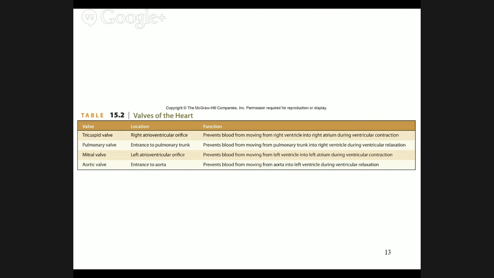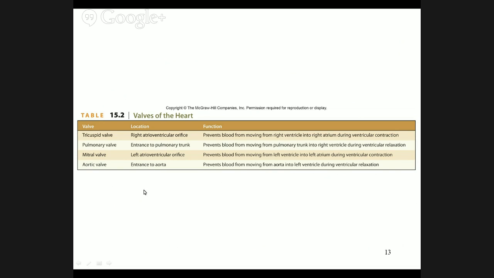Table 15.2 shows the valves of the heart and where they're located and their function. The tricuspid valve is located in the right atrioventricular orifice. It prevents blood from moving from the right ventricle back into the right atrium during contraction. The pulmonary valve is at the entrance to the pulmonary trunk. It prevents blood from moving from the pulmonary trunk back into the right ventricle during ventricular relaxation.